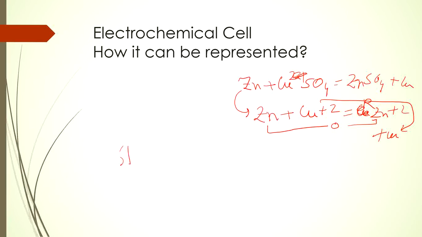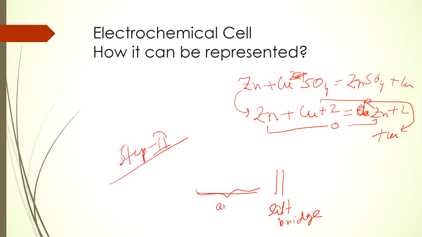Now it would be step 2, to write, or to represent, the electrochemical cell properly. An electrochemical cell is represented by a salt bridge in the middle of that cell. So this is the salt bridge. The left hand side is the anode, where the oxidation process is carried out, and the right hand side is the cathode, where the reduction process is carried out.